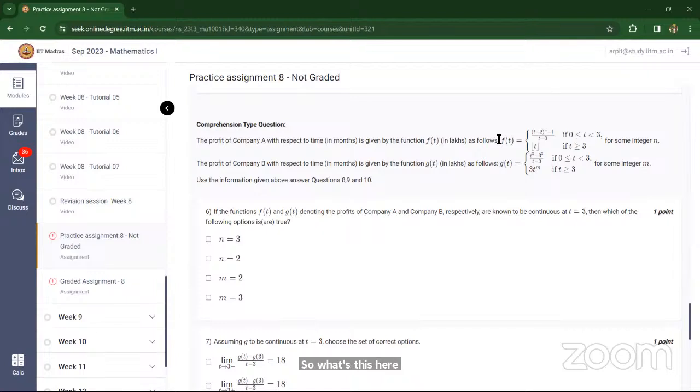Sir, I'm unable to approach the question. The function is continuous at 3. How to approach the question? Firstly, find the f prime. How will you find the f prime?